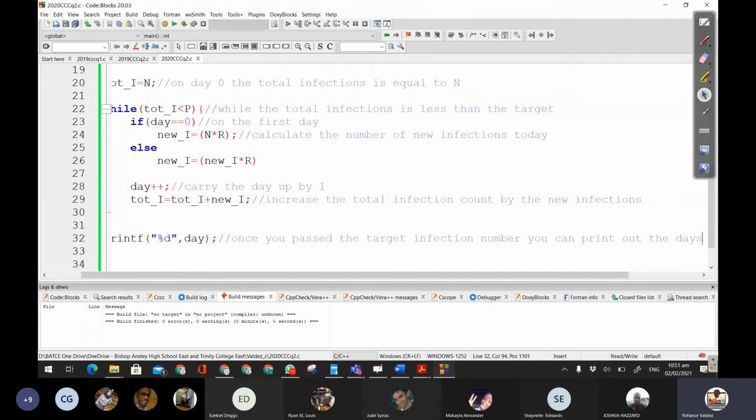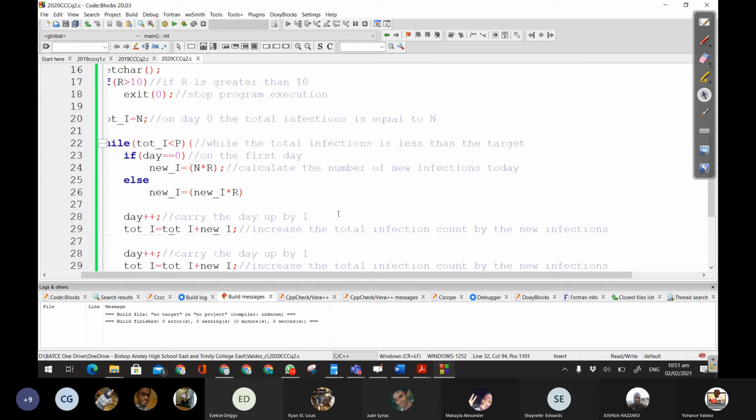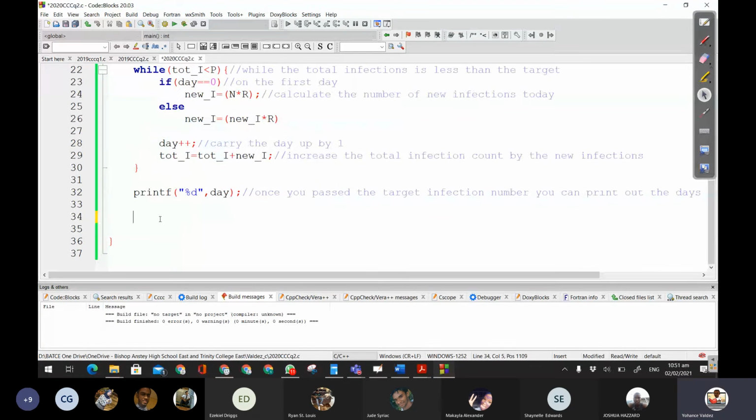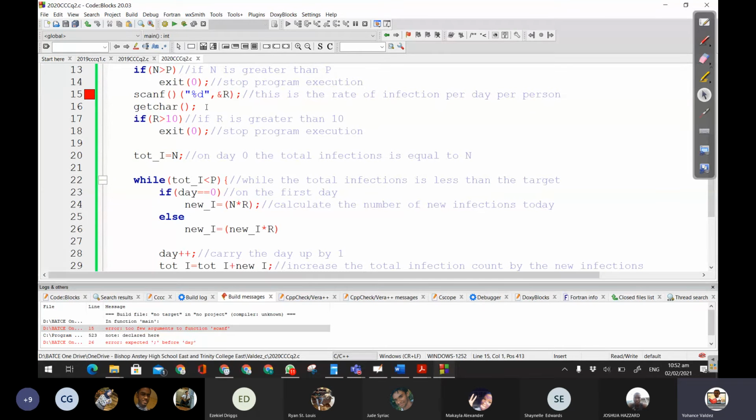Let's test this and see how it works. Right, I have an error here. Oh, sorry, I have two brackets. What else do I have here? I have a missing semicolon.